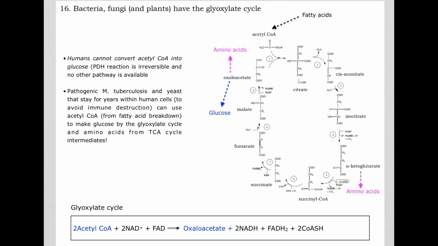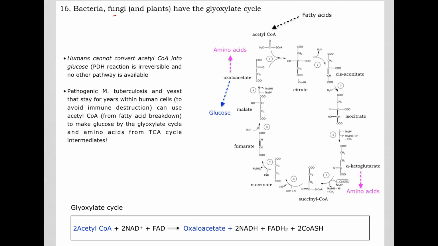So one last important point, humans cannot convert acetyl-CoA into glucose, as we talked about in the previous video. That's because the PDH reaction is irreversible and humans have no other pathway available to convert acetyl-CoA into glucose.